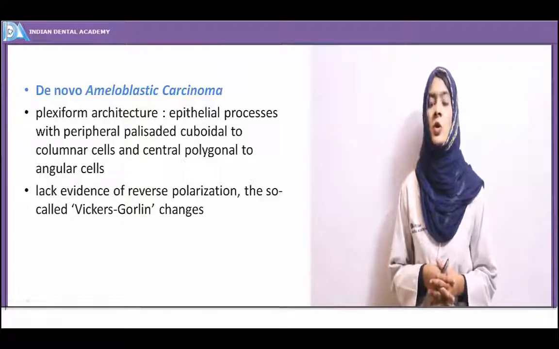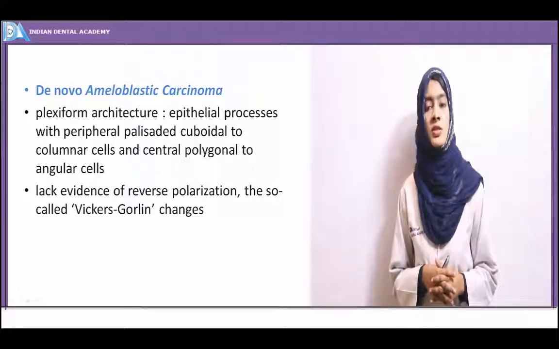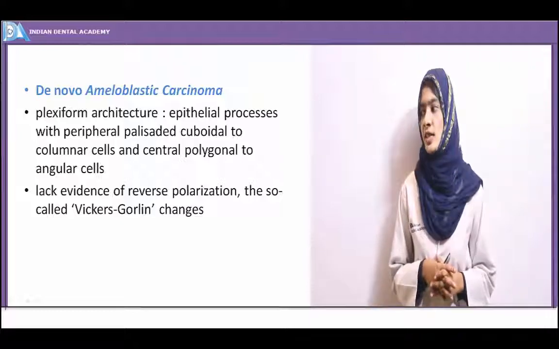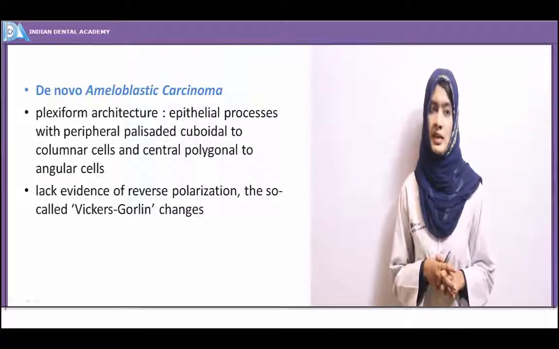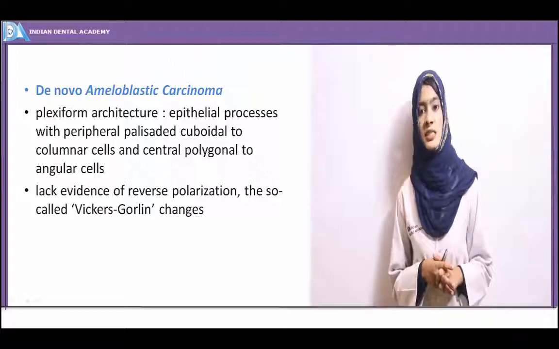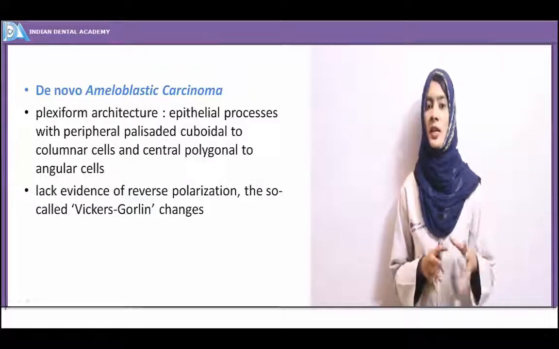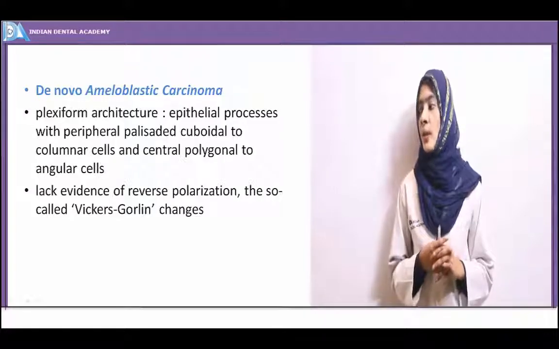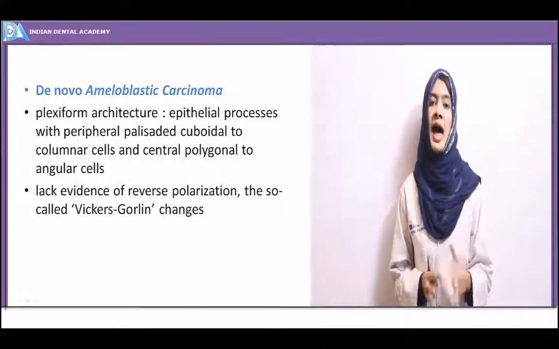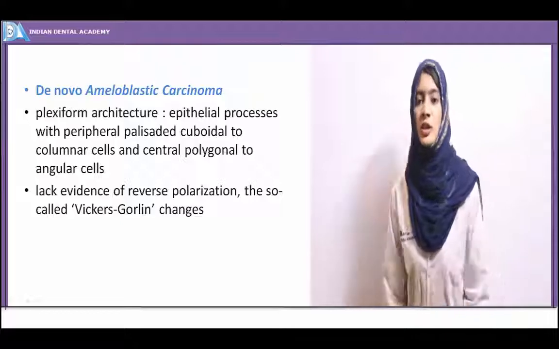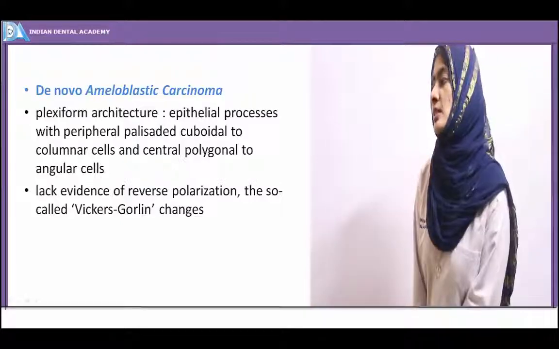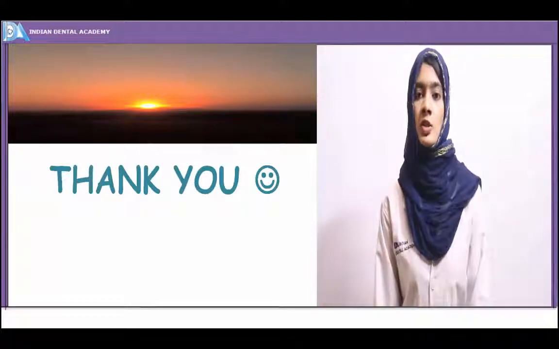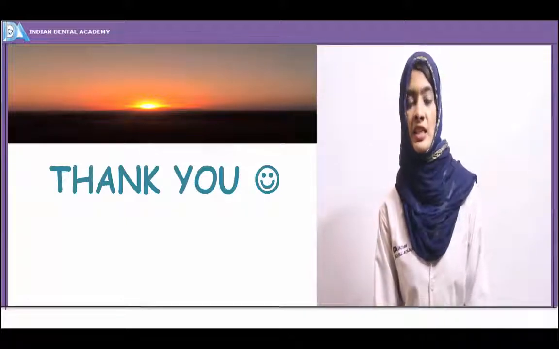Plexiform variant is more common. The epithelial processes present in the plexiform pattern, which show the columnar cells and the central stellate reticulum-like cells, are seen as in the benign neoplasm in this de novo ameloblastic carcinoma. But the only thing is there is lack of reverse polarization here when the ameloblastoma arises de novo. So that's about the ameloblastic carcinomas, benign and malignant.